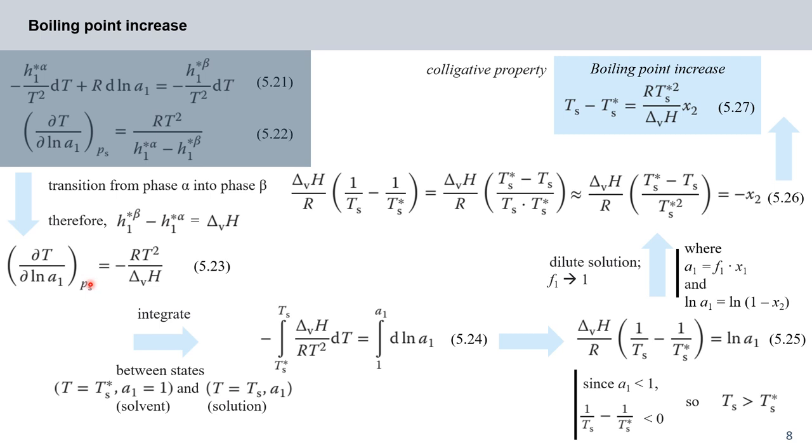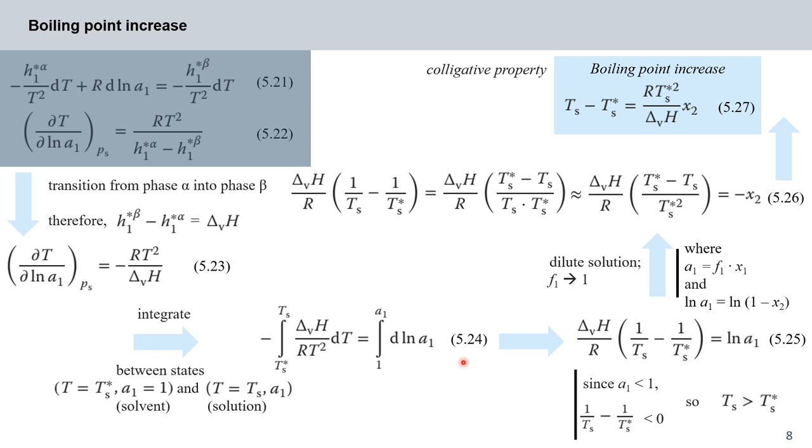And we do this, as in the case for vapor pressure depression, between the following states of a pure solvent. In this case the limit would be T equals TS star and A1 equals 1, and the corresponding limit for the solution, so in the solution we've got temperature equals TS and some A1. So these are the limits we integrate between. So we get our equation 5.24.